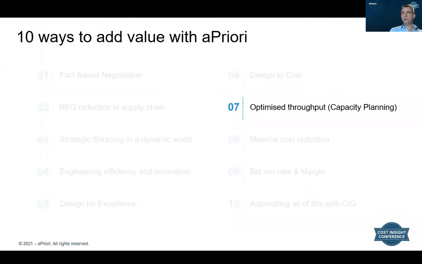I can also use aPriori to optimize my manufacturing throughput. So we make our own stuff in our organization, some of it, but we also have suppliers who do the same thing. They're trying to optimize their throughput. So how does aPriori help with that?